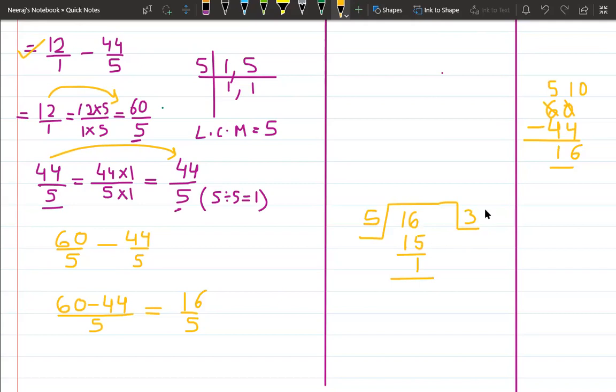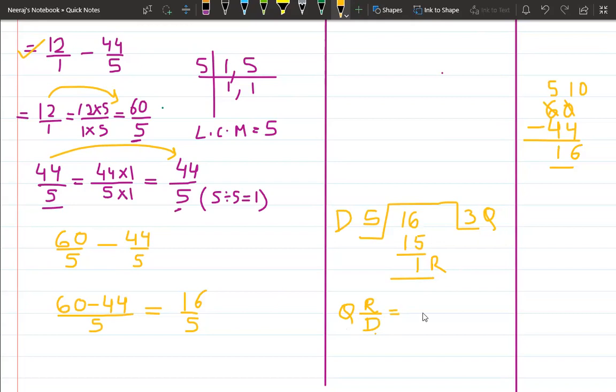As we know, this is your quotient, this is your remainder, and this is your divisor. How do you write it? You will write it with the help of this rule: Q in the middle, R at the top, that is the remainder, and D as the divisor or the denominator. D stands for denominator and D stands for divisor. You can learn it like this: Q, R, D.